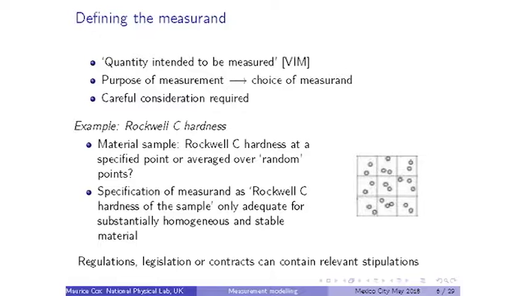A simple example. Suppose we're given a sample of material. The material might be a hard material, it might be hard steel, it might be concrete, it might be a softer material like a plastic or a biological specimen. We want the hardness of that material. What does the hardness of that sample mean? Is it the hardness of the material overall, whatever that means? Is it the hardness at a specific point in the material? Is it the hardness averaged over the surface of the material? And the way in which we want to define our hardness helps to define the measurand.